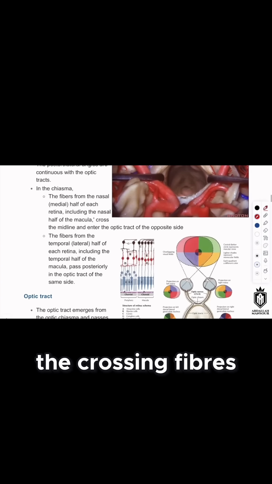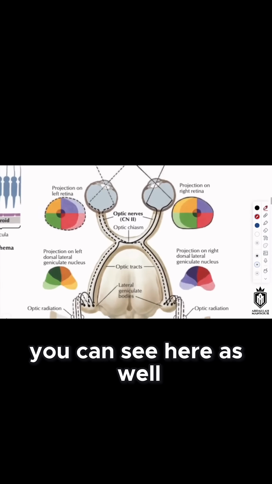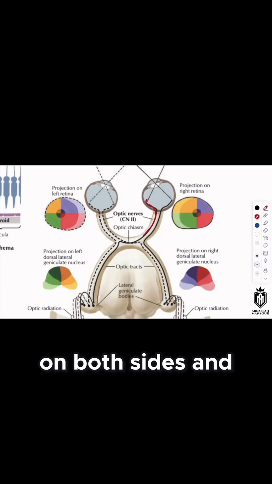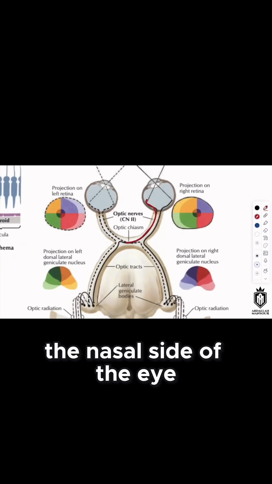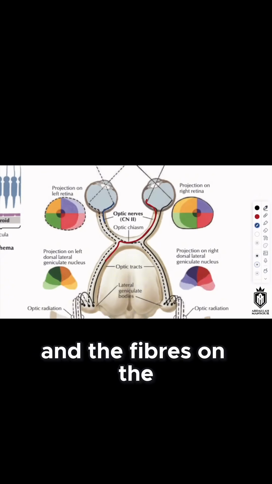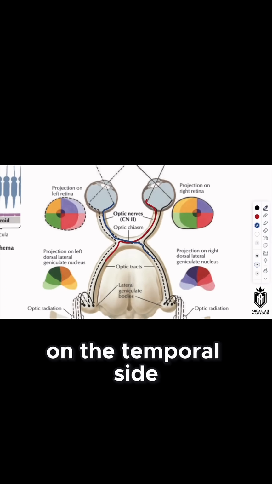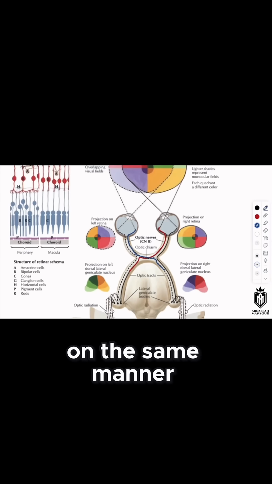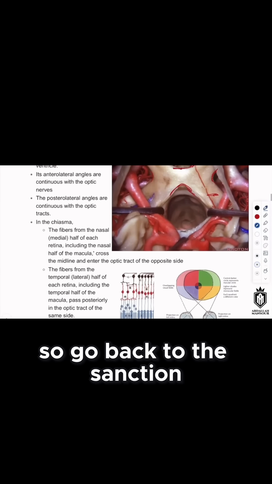And we talked about the crossing of fibers. You can see here as well, the fibers on the nasal side, on both sides, in the nasal side of the eye, they cross to the opposite direction. And the fibers on the temporal side, they don't really cross to the others, but they continue in the same manner. So let's go back.